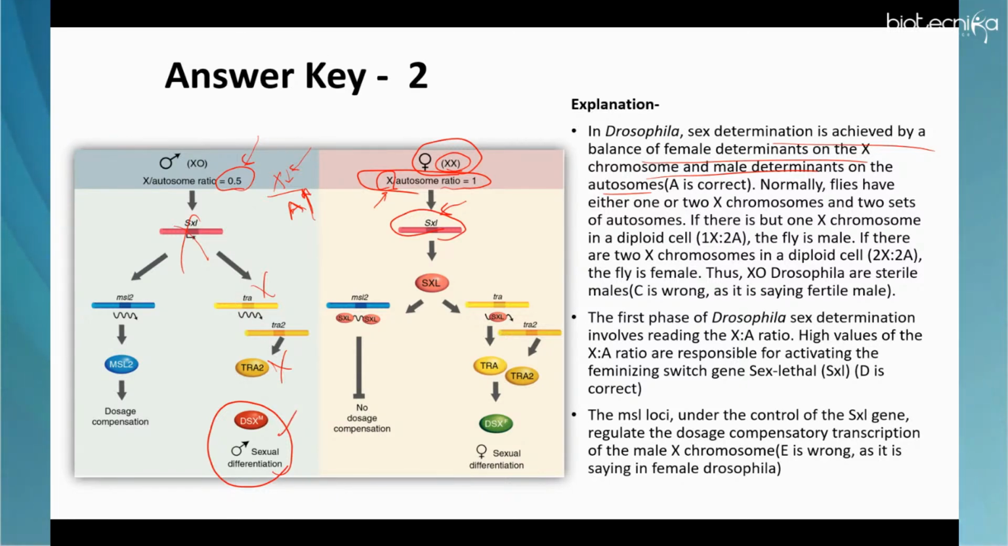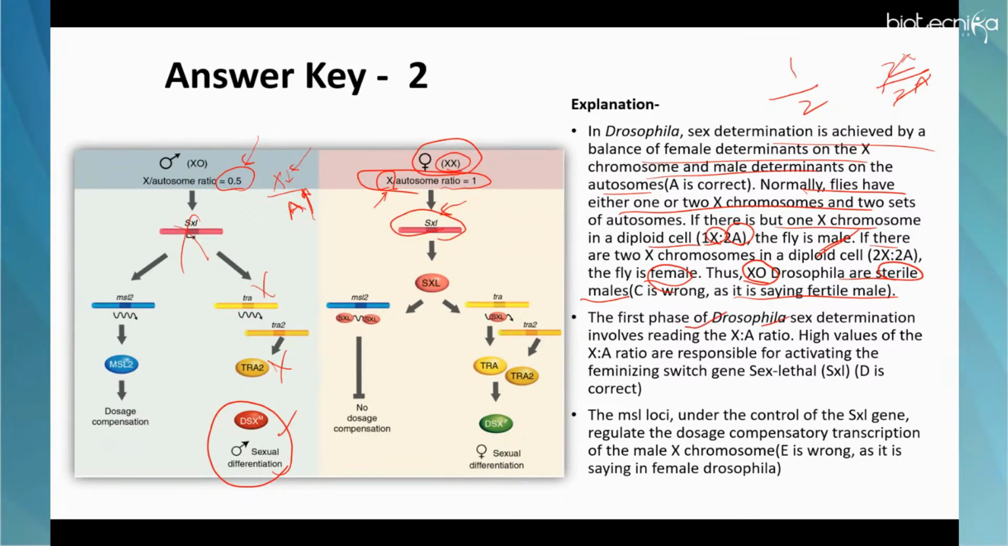Okay. So normally flies have either one or two X chromosomes and two sets of autosomes. If there is one X chromosome and two sets of autosomes in a diploid cell, the ratio will be 1 by 2. In that case, the fly will be male. But if there are two X chromosomes and two sets of autosomes, then the ratio is 1, so it will be female. If you have XO, that means Y chromosome is not there, then it will be male only, but sterile. So C is wrong as it is saying fertile male, right?